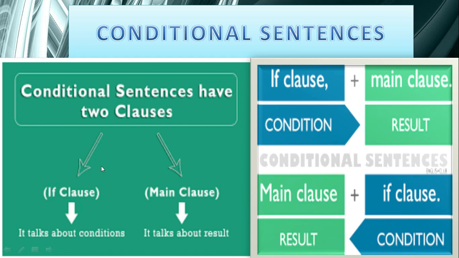There are two clauses. First is the if clause, in which there is a condition, and then the main clause, in which there is a result. You can also interchange it, the way first you write the main clause, in which there is the result, and then afterwards you write the if clause, in which there is the condition. So the structure will be the same, or you can say the meaning won't change. So you can interchange the clauses as well.